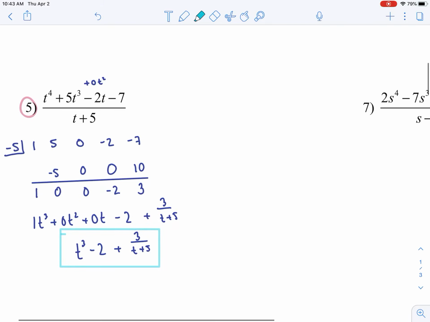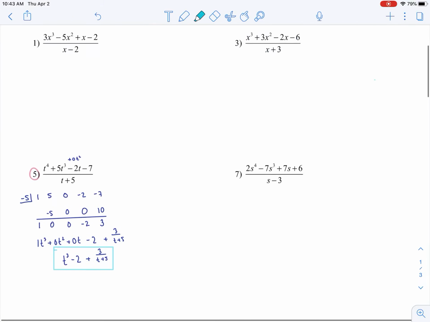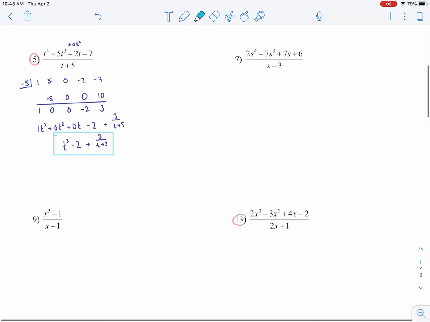Looking good. You should be good to go on most of these on the front page. Some of them, you get into this trap of a lot of zeros. I'm pretty sure number 9, let me look. Yep, number 9's got some funky things going on. But you can do it.